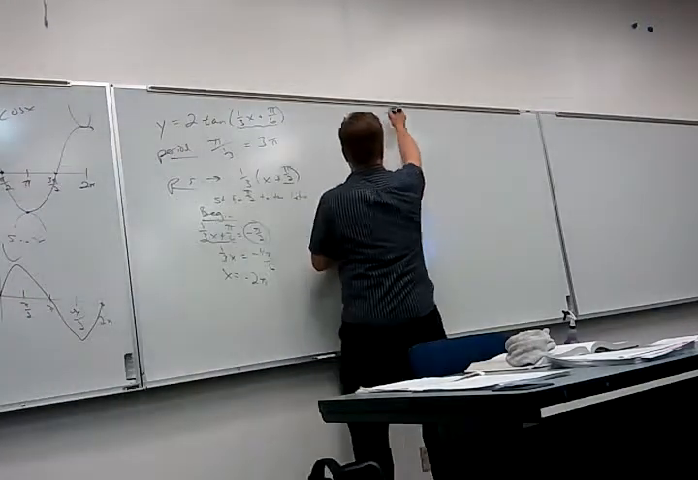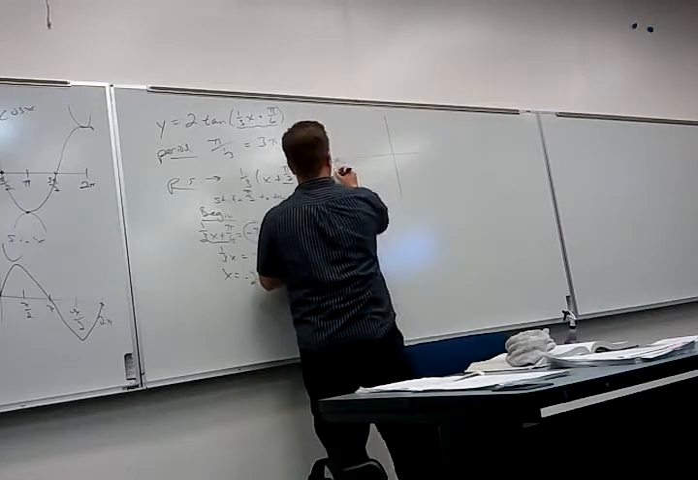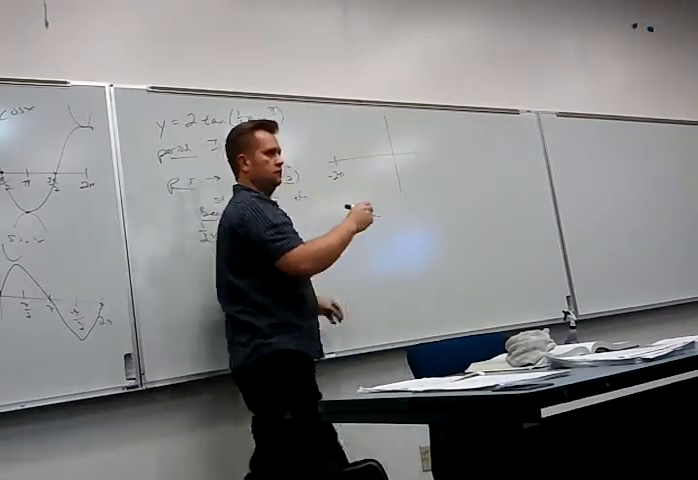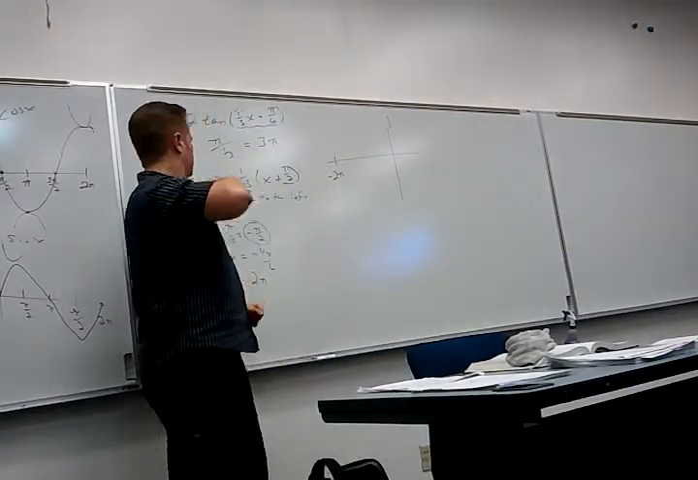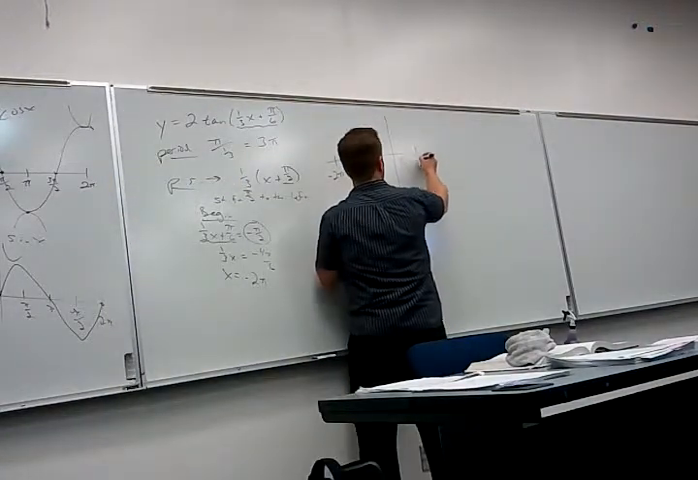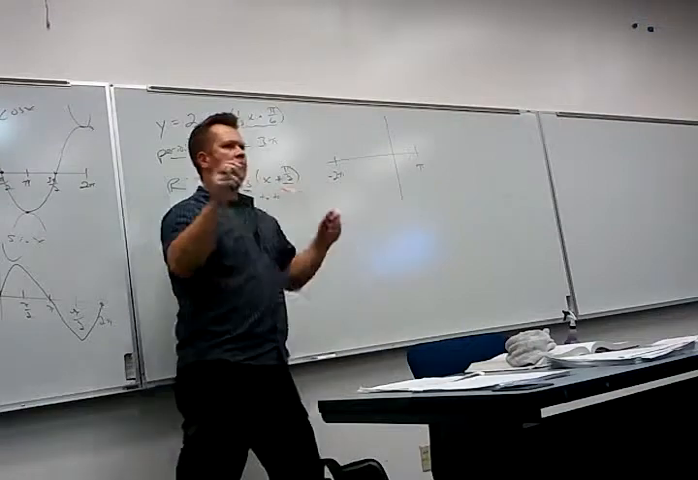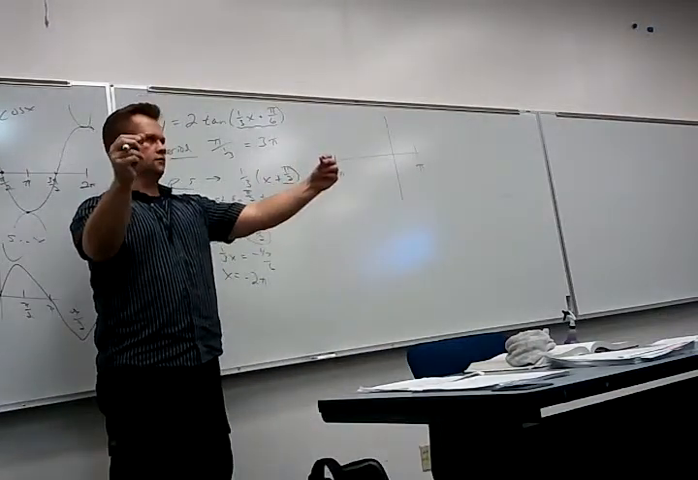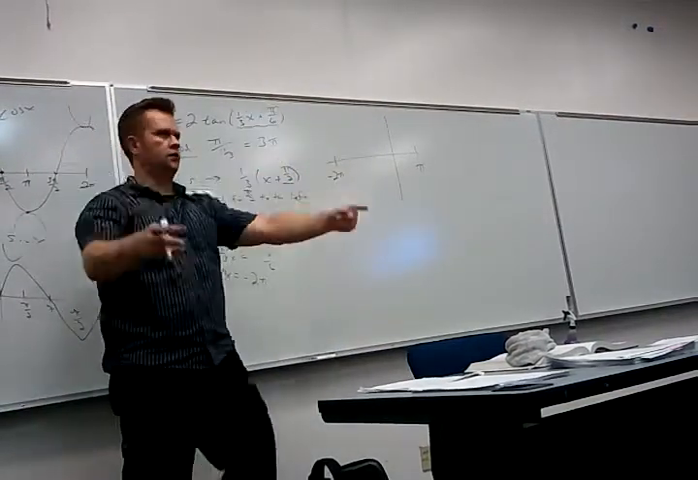So now I know I'm going to start at negative 2 pi. What's the period? 3 pi. So where am I going to end? 1 pi. Good, I like it. And what's at those beginnings and endings for tangent? Asymptotes. I love it.